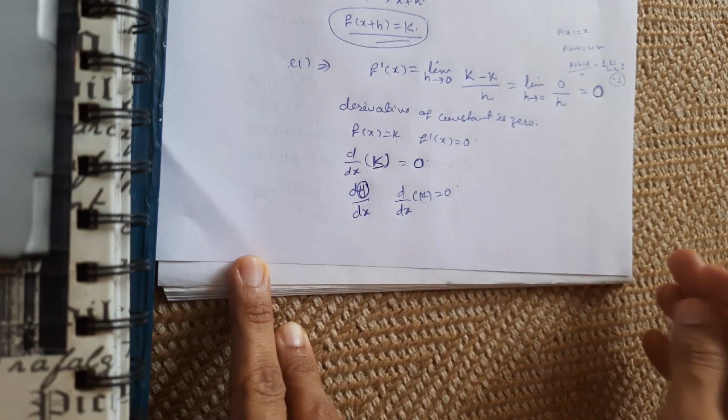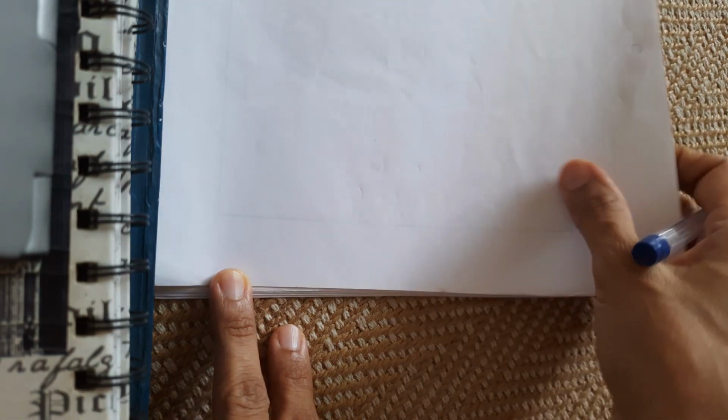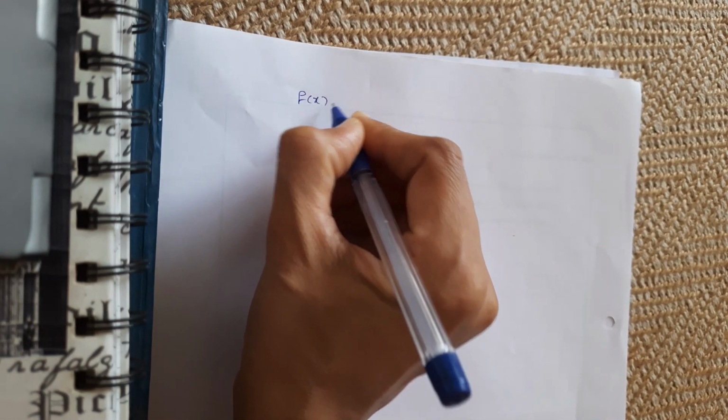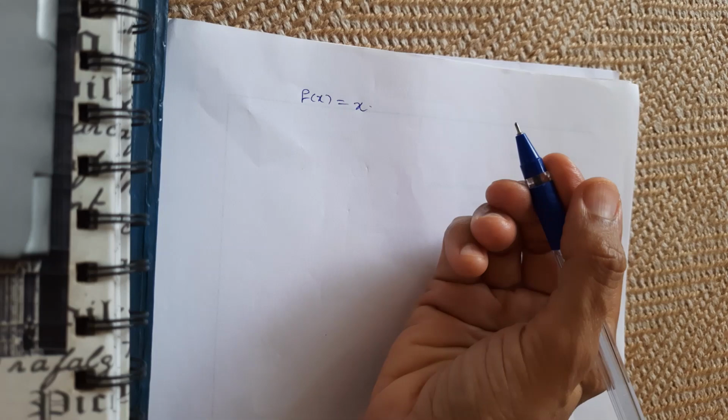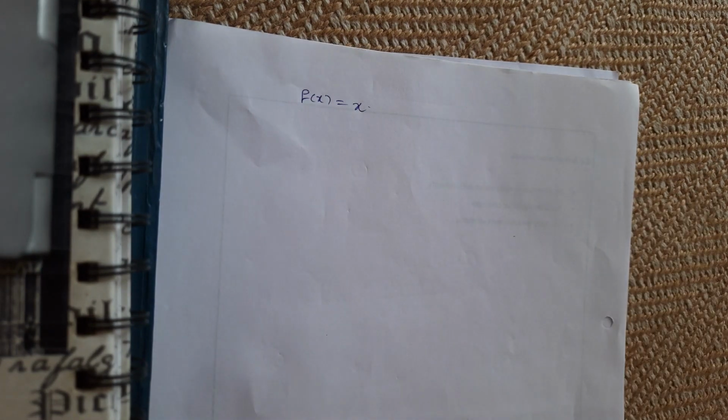So similarly, if we want to find the derivative of other functions, then by using this first principle we can find all the values. So I am taking just one more example. Suppose f of x is given as x, and now I want to find the derivative of this f of x.